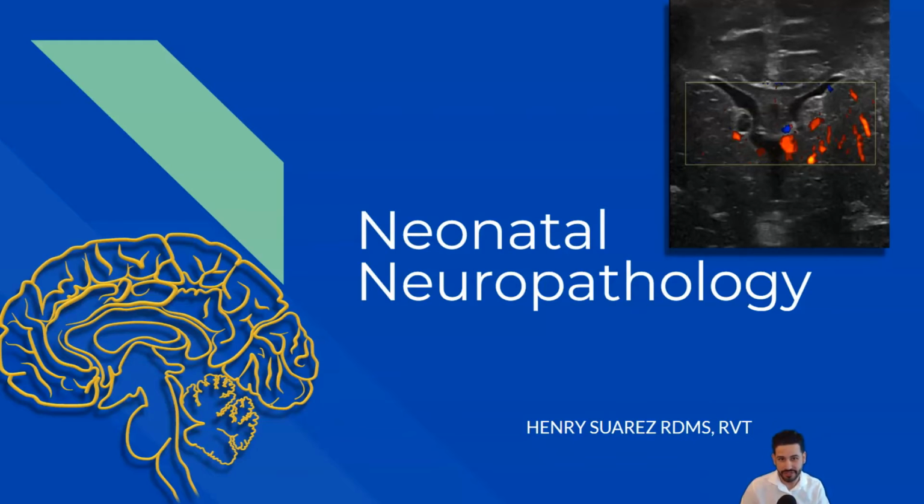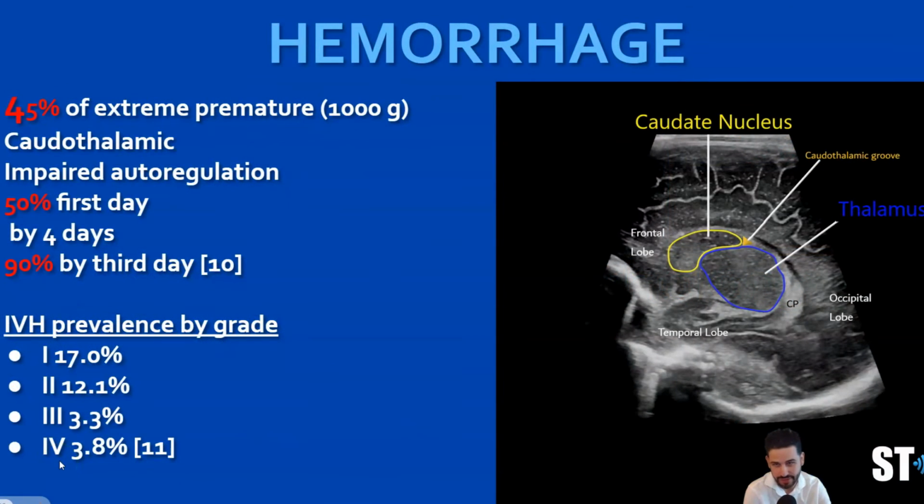Welcome to the second portion of this video. We're going to go over neonatal neuropathology. So the number one reason to do neonatal brain ultrasounds is hemorrhage, particularly intraventricular hemorrhage. Now, 45% of extreme premature infants, so that's infants below 28 weeks or under 1,000 grams, develop intraventricular hemorrhages.